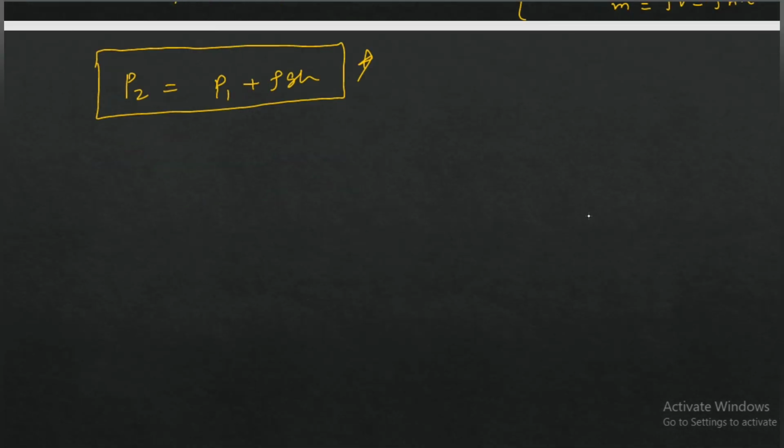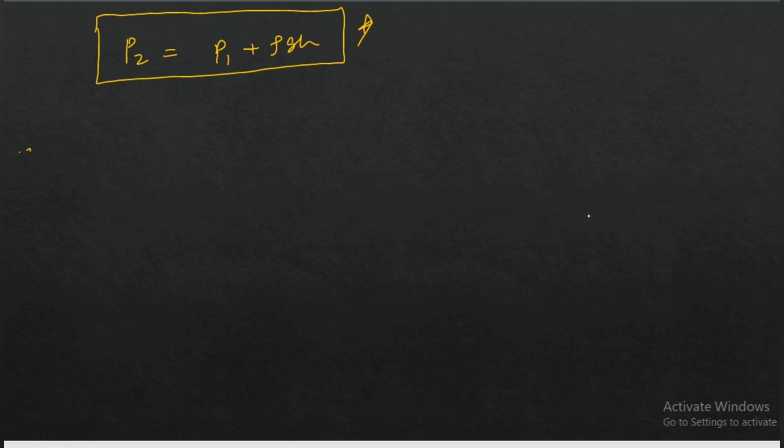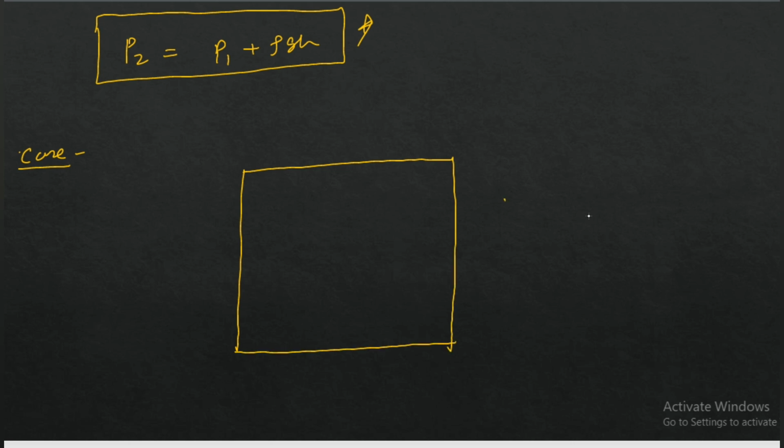Now we see another case where the container is kept in an elevator. The elevator is going upward with acceleration a, and some fluid is filled here. This is point A, this is point B, and the question is the same: PB minus PA is what?